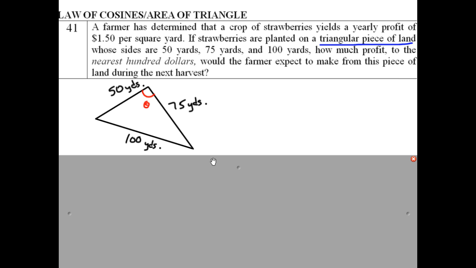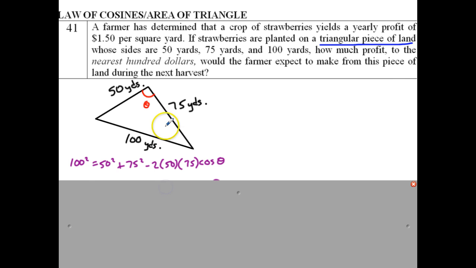The first step is we're going to need to find the area and then multiply that area by the price per square yard. However, the area formula for an oblique triangle requires two sides and the angle in between. So the first thing we're going to have to do is find one of the three angles. You can find any of the three angles. I'm choosing to find this one. I've marked theta. So because I have three sides, I want to find an angle. That tells me law of cosines. I'm going to set up a law of cosines so that the 100 is across from the theta.